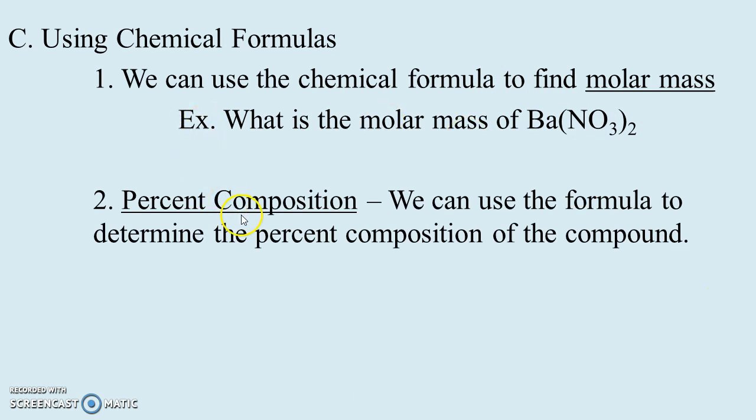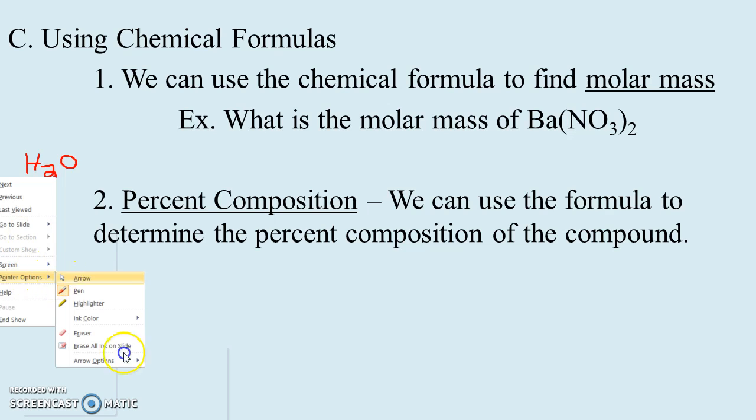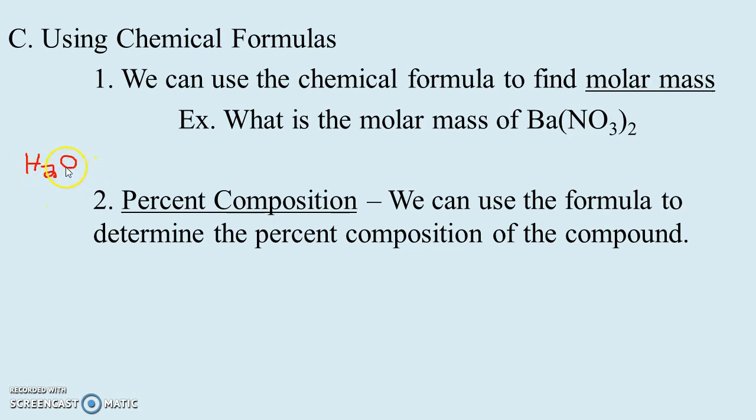But today I really want to talk about percent composition. We can use the formula to determine the percent composition. So what I mean by that, we can figure out in a compound like H2O, what percent by mass, so like what percent is made up of the hydrogens and what percent is made up of the oxygen. This is important because hydrogens are much, much smaller than oxygen. So by mass, more mass is coming from the oxygen than the hydrogen.